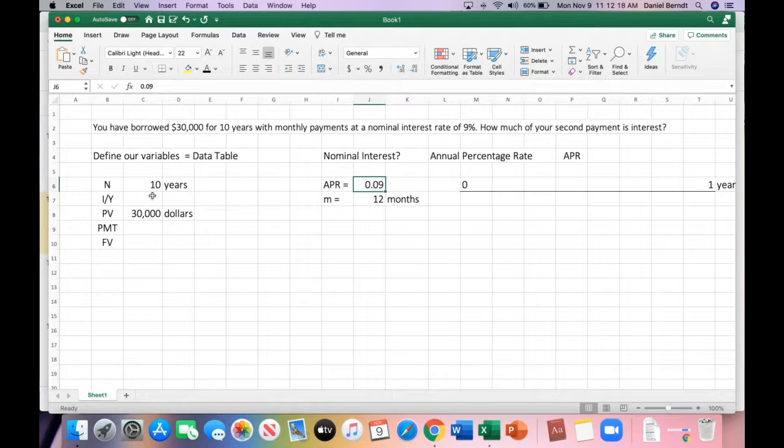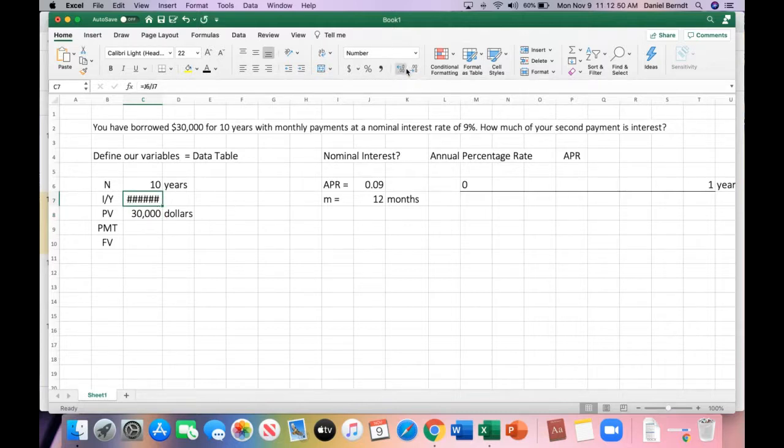So watch what I do here. Now that I've defined those two things, I can say equals. I can grab the annual rate and I can just say divided by the compounding periods per year, right? So there's 12 months in a year. And then when I hit enter, I don't have to worry about rounding because Excel is handling the calculations for me. Now it's showing 0.0075.